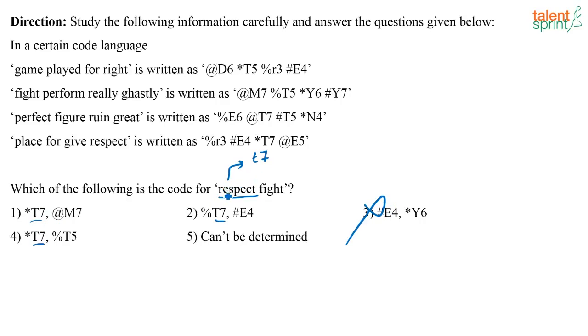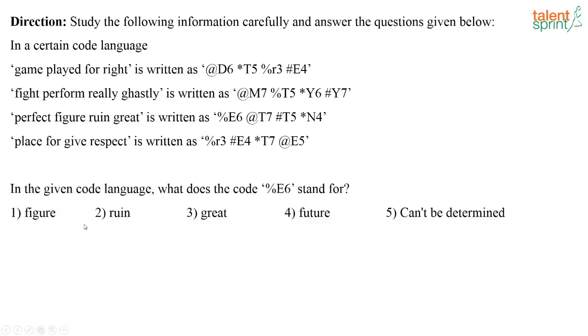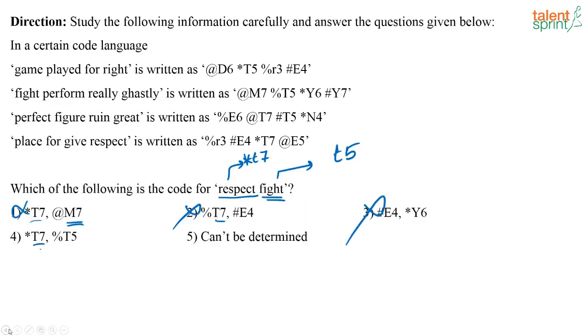Now what is the code for R? The code for R is star, correct? So it is star T7. So again this option is also eliminated. Now you are left with 2 options. Now the next word that you have is fight. So if you look at the word fight, you will have 5 letters here. So the number coding is 5. Now the letter coding is going to be T. So at this point itself you can eliminate this option also. Here you have M and 7, which is not correct. So obviously your correct answer is going to be star T7 and percentage T5. That is option 4. Yes. All of you are getting it correctly.